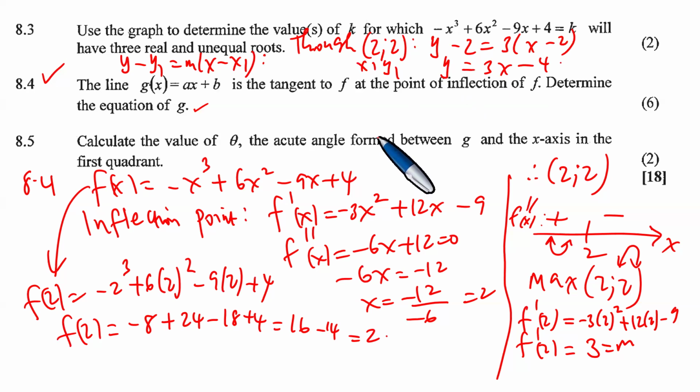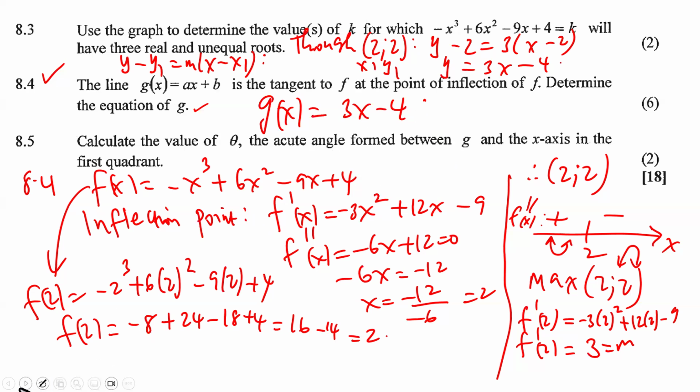So 3x minus 4. Obviously, the line is a tangent to f at the point of inflection, determine the equation of g. So in other words, the equation of g is actually 3x minus 4. Pay particular attention to these. These are like past exam questions on general mathematics. Advanced, this is called differential calculus. This kind of topic we're doing is called differential calculus. So it's not child's play, but it's very, very important.